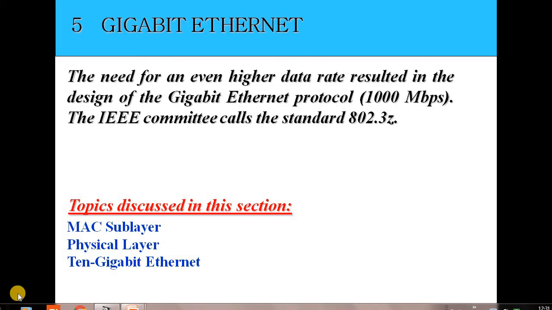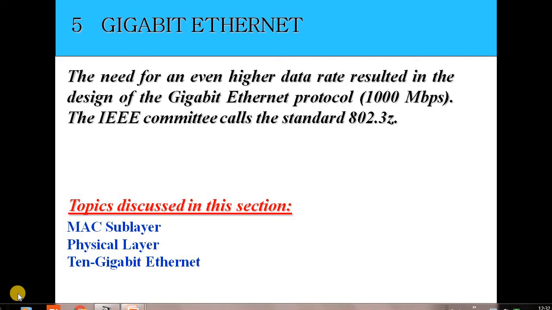Next topic is the Gigabit Ethernet. Gigabit Ethernet is going to support 1000 Mbps of data, which is 100 times larger than standard Ethernet and 10 times larger than Fast Ethernet. So here it is going to support 1 Gbps of data, which is nothing but 1000 Mbps. And the IEEE name for Gigabit Ethernet is 802.3z, which was given by the IEEE standard.